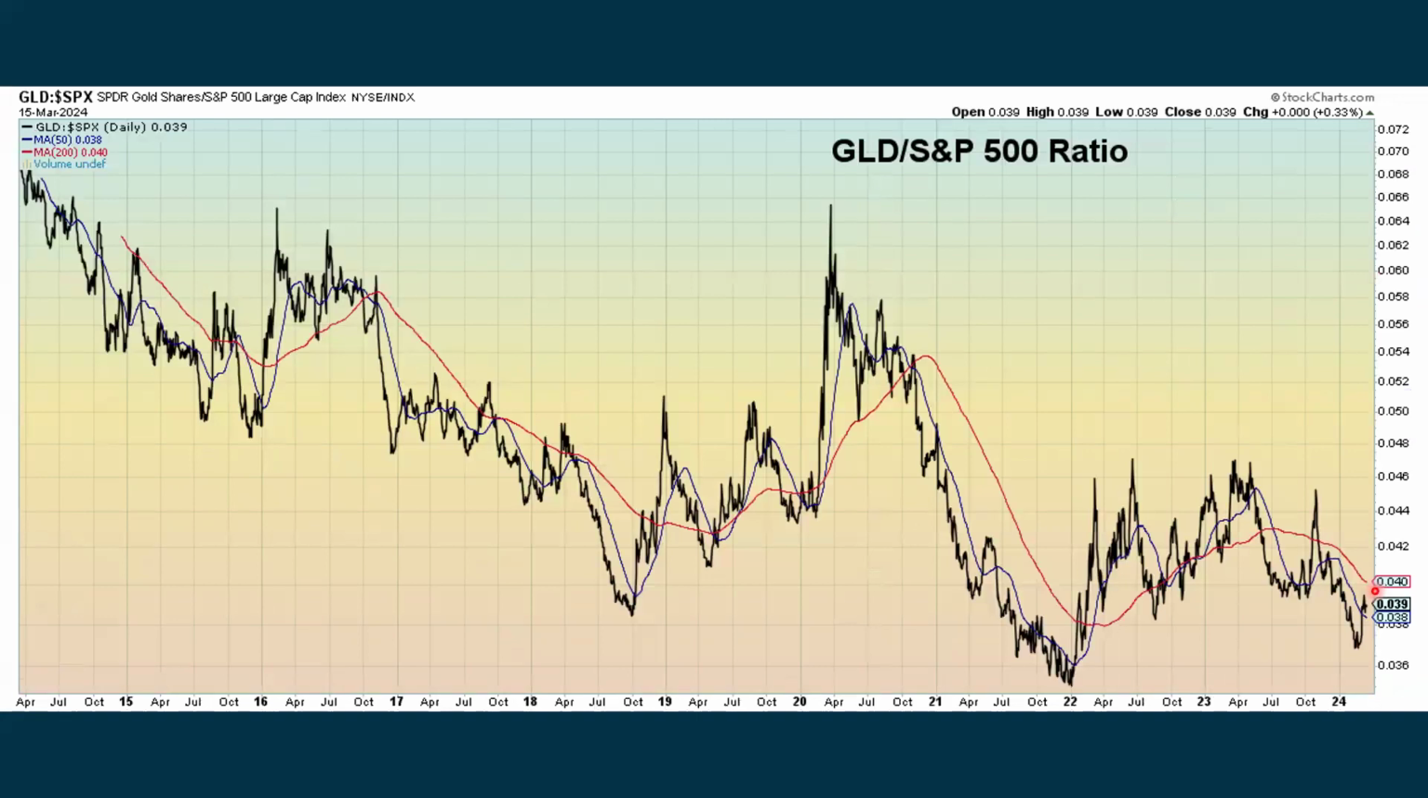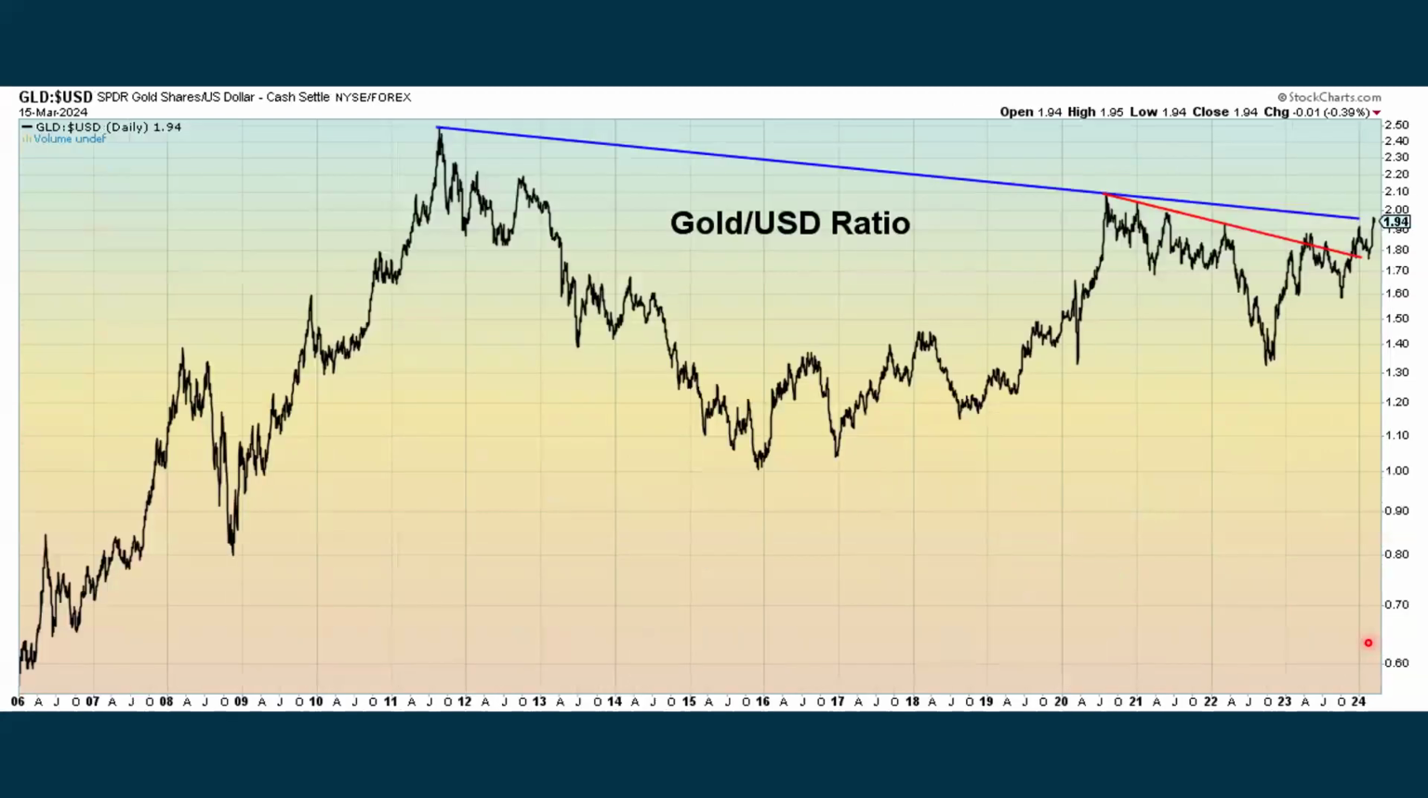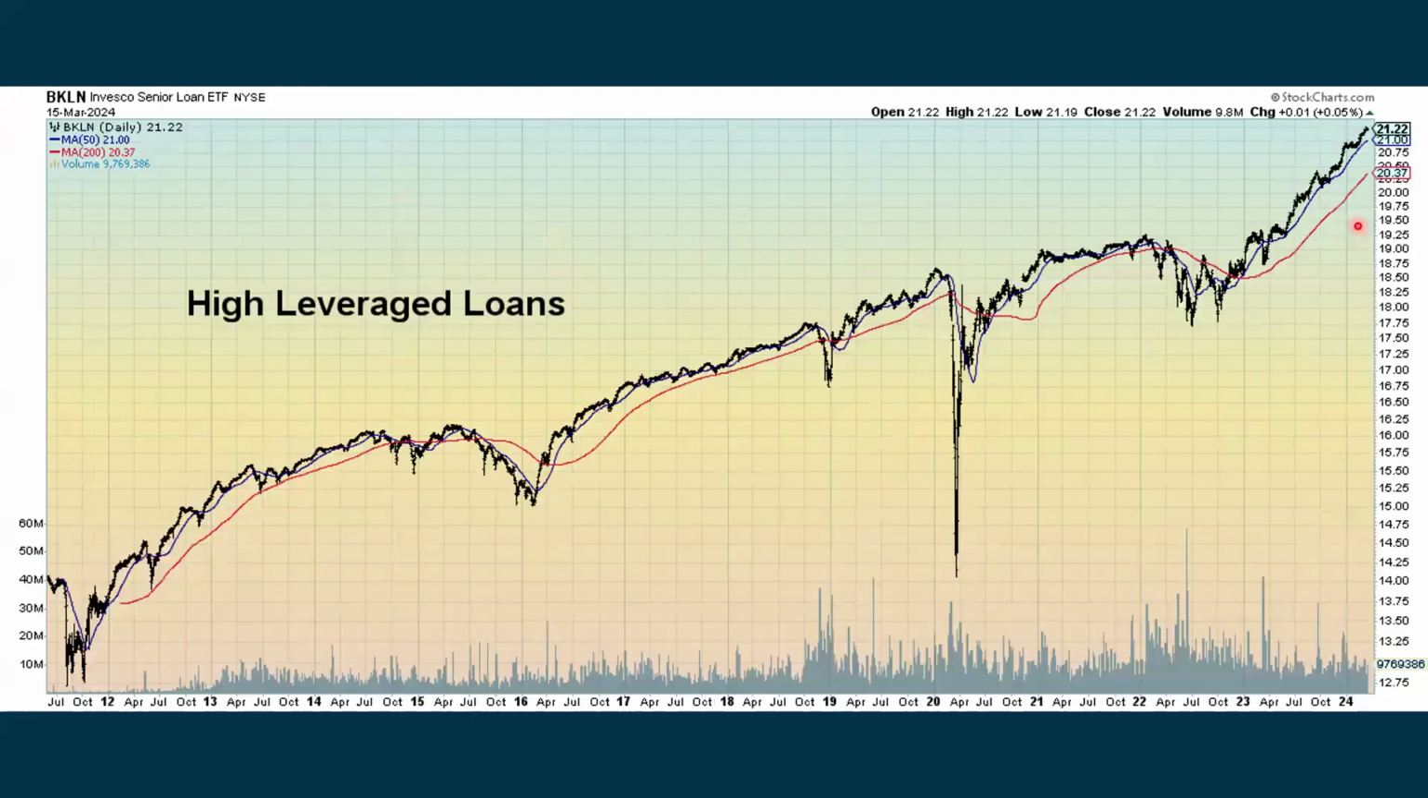Here's gold to the S&P, which is still in a longer-term downtrend on a ratio basis, even though gold has been doing well. And gold has been breaking out a little bit. We've lately seen some dollar weakness before we saw a little bit of a bounce. And gold has been breaking out, and we're coming back up to this trend line on the daily chart.